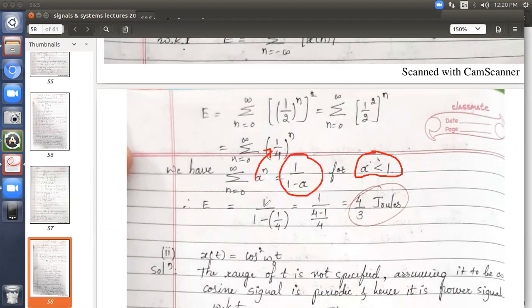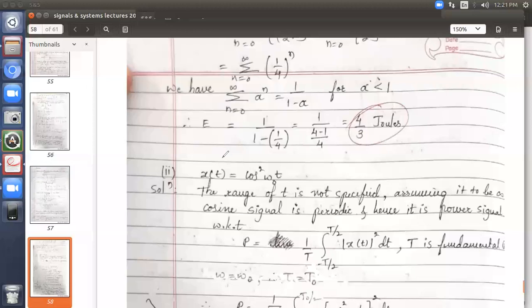According to the formula, we should get it as 1 by 1 minus alpha. Alpha is 1 by 4. Apply the formula. Instead of alpha, take 1 by 4. So if you solve this, 1 divided by, take the LCM of the denominator, it will be 4 divided by 4. 4 ones are 4, 4 minus 1. So the numerator is 4 minus 1. So if you just solve it, the denominator of the denominator comes to the numerator, it will become 4 divided by 4 minus 1, which is 3. So 4 by 3 joules. Energy is 4 by 3 joules. I'm talking about the energy and power of a signal, not the complete circuit or any part of the system.